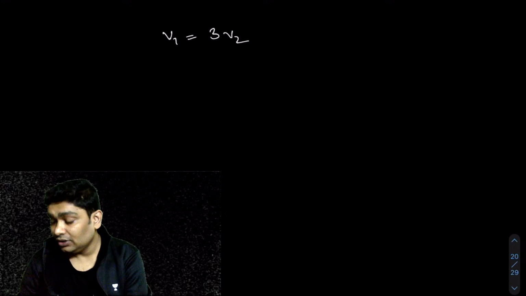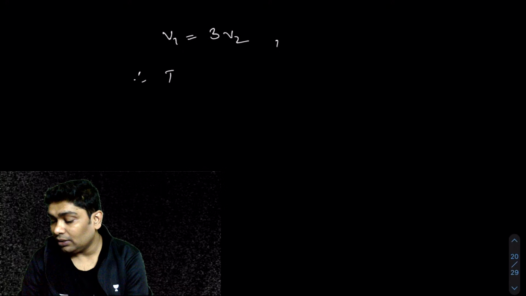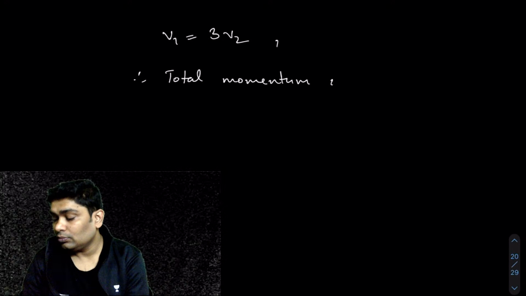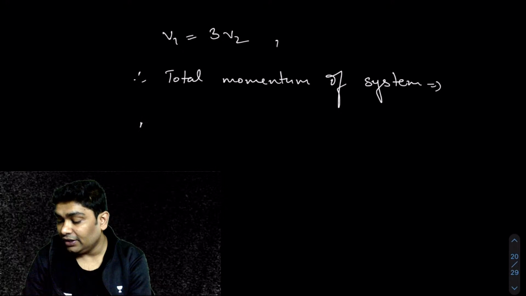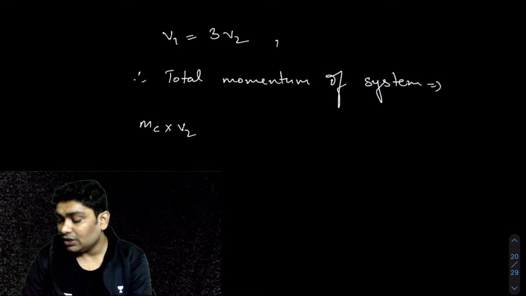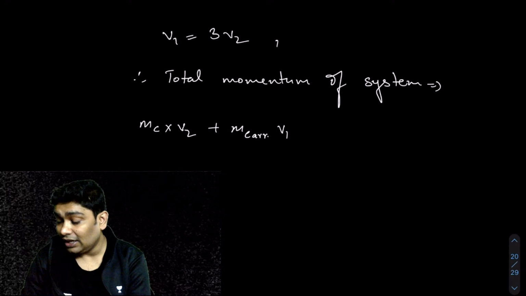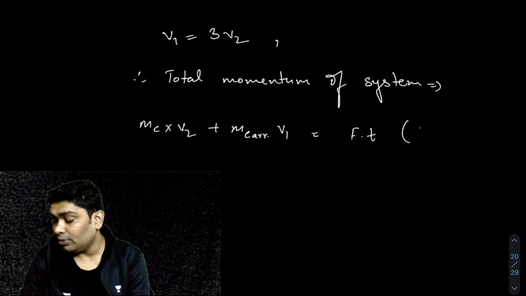Now I say that v1 I figured, so v1 equals 3v2. So the total momentum कितना हुआ? Therefore, total momentum of the system will be mass of cylinder into v2 plus mass of carriage into v1, and this should be equal to the total impulse, momentum theorem.